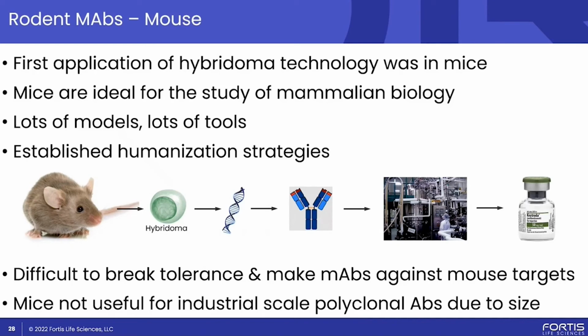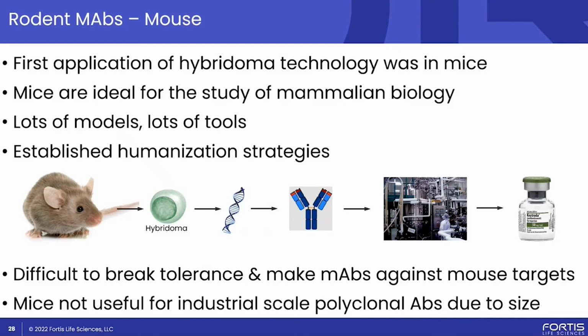There's also a huge body of knowledge in terms of how to take a mouse antibody and humanize it, much more so than there is for other species of antibody. Some disadvantages, however, of mice are that it's difficult to break tolerance if you're trying to make an antibody against a mouse target. As we said, there's lots of work done in mice, so there's a need for antibodies against mouse proteins to facilitate that work, and it is difficult to make those antibodies in mice.